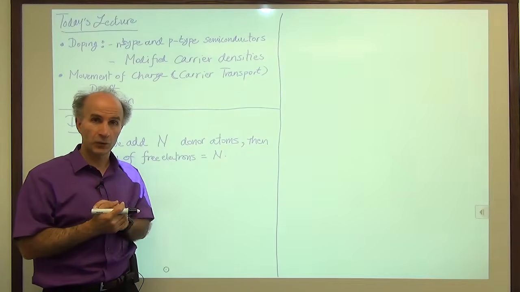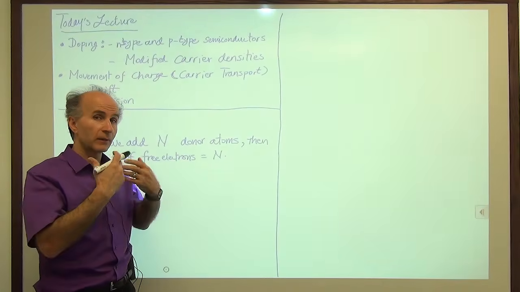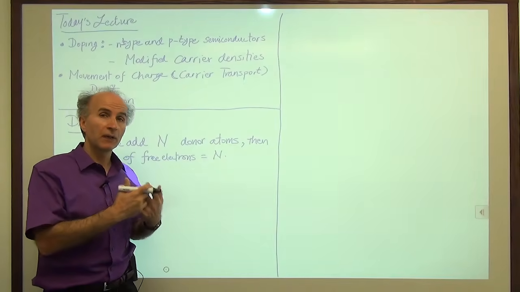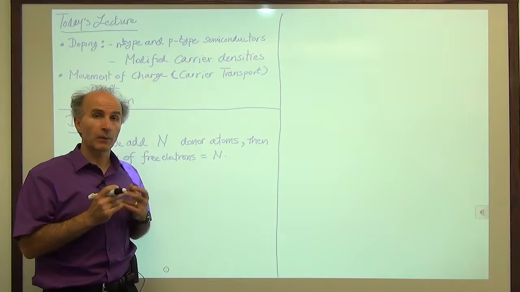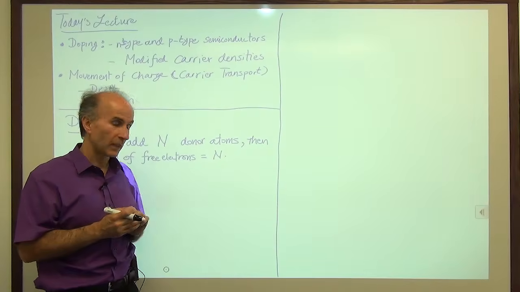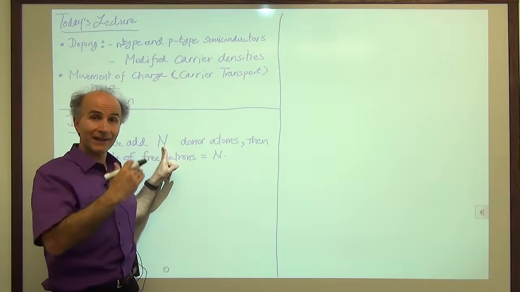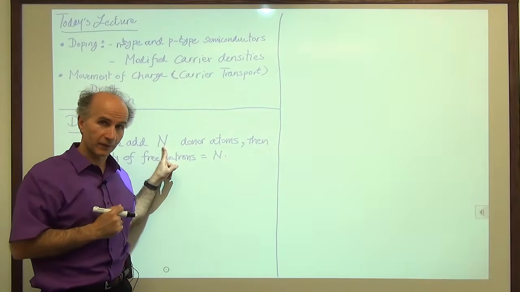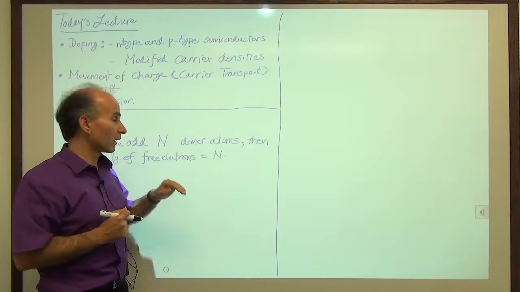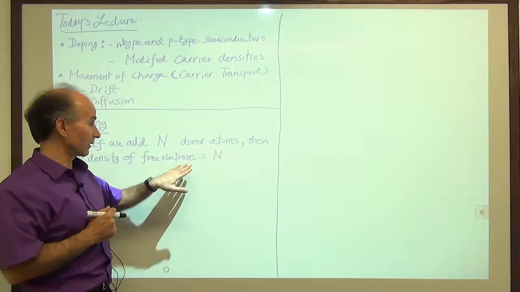Well, we are making one assumption here, which is actually very good in practice. The assumption is that the number of donor atoms that we add is much higher than the original free electrons that pure silicon had. Remember, pure silicon had 10 to the 10 electrons per cubic centimeter. In practice, when we add this, we add something like 10 to the 15 or 10 to the 17 donor atoms per cubic centimeter. So this number is so much higher than the original Ni that with a very good approximation, we can say the number of free electrons per cubic centimeter is n.